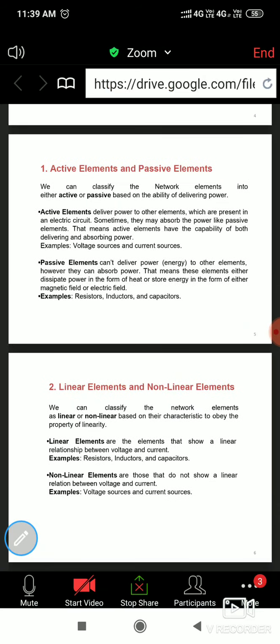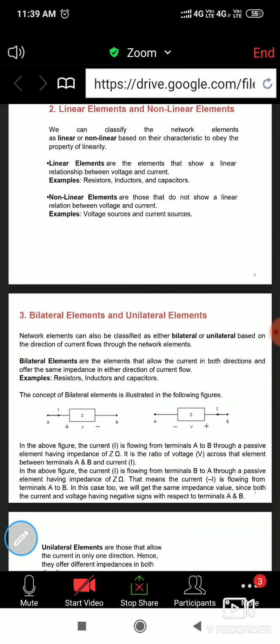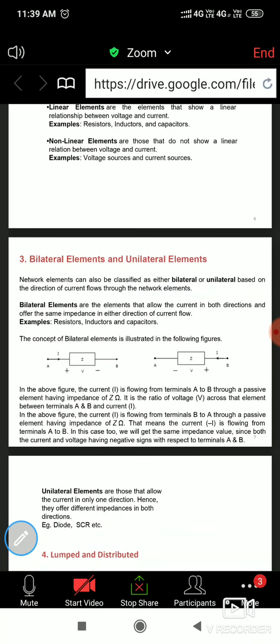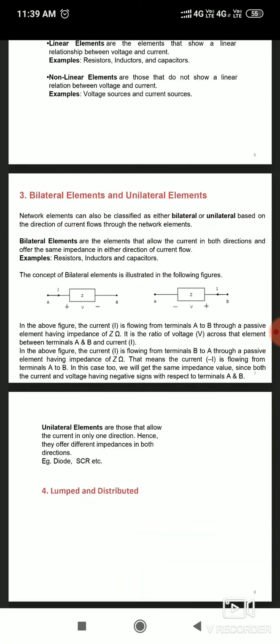Okay. Now next point, bilateral elements and unilateral elements. So bilateral element and unilateral element. First of all we will see bilateral elements.